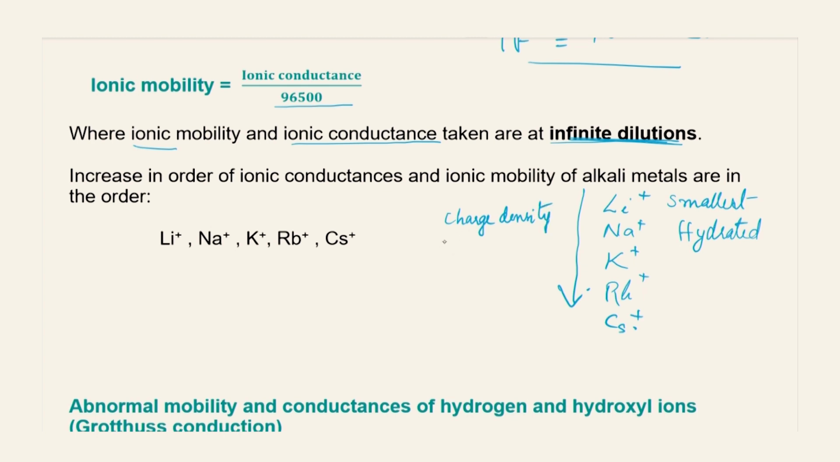Charge density for lithium is very high. Why? Because it has a very small size, and therefore this positive charge is spread over a very small area. When we come to cesium, it has a very large size, with a unit positive charge spread through the whole surface, such a big area.